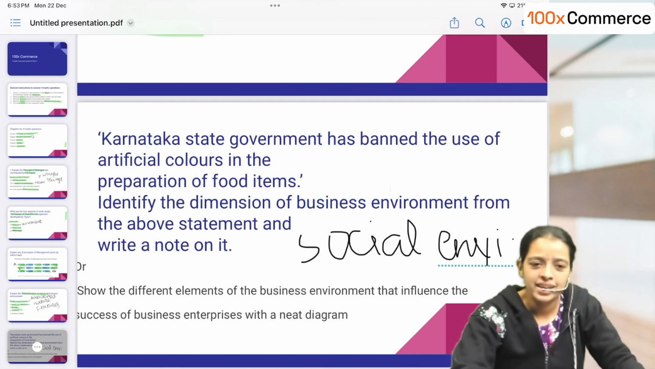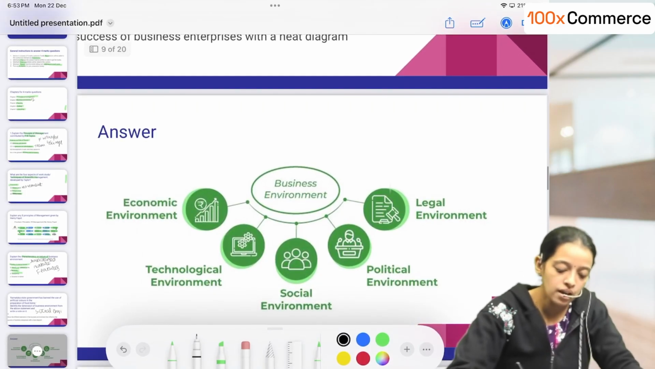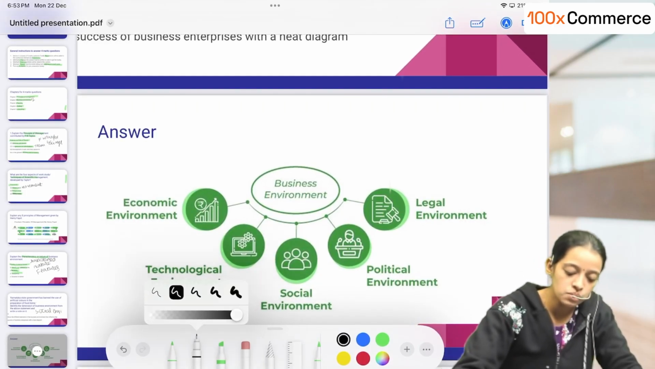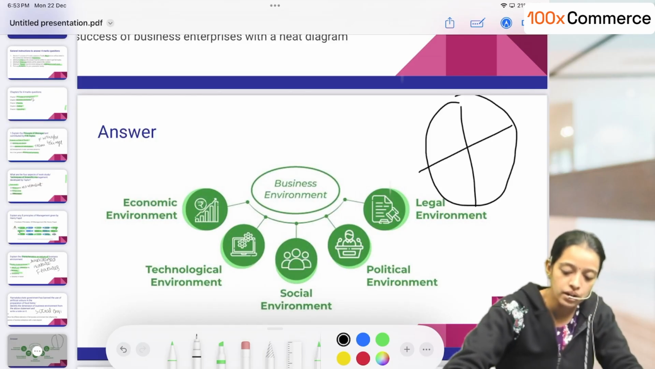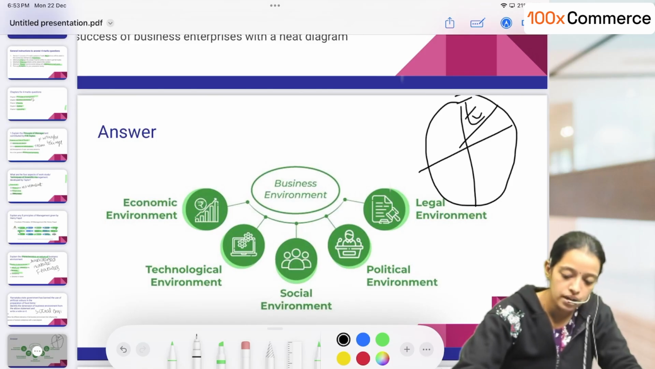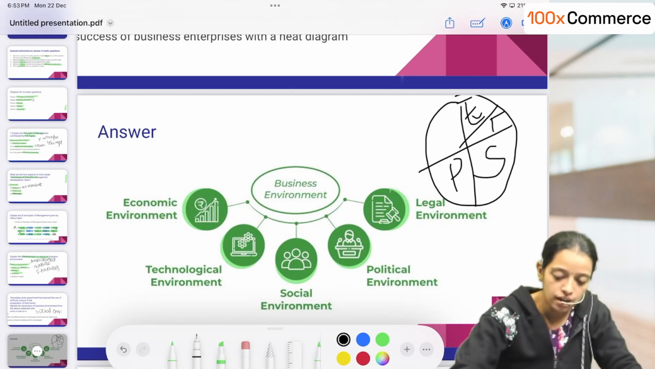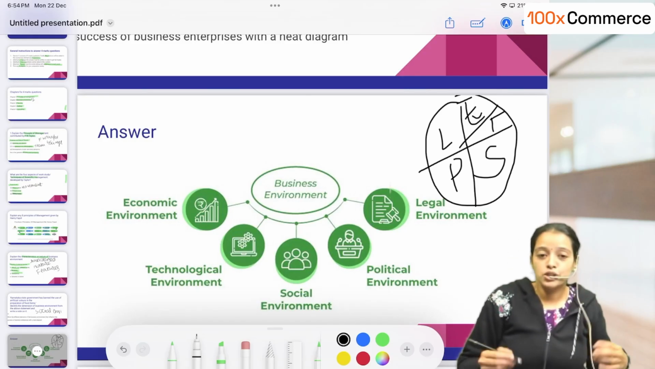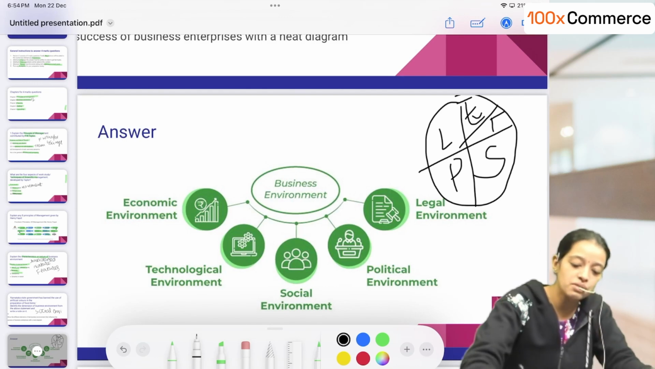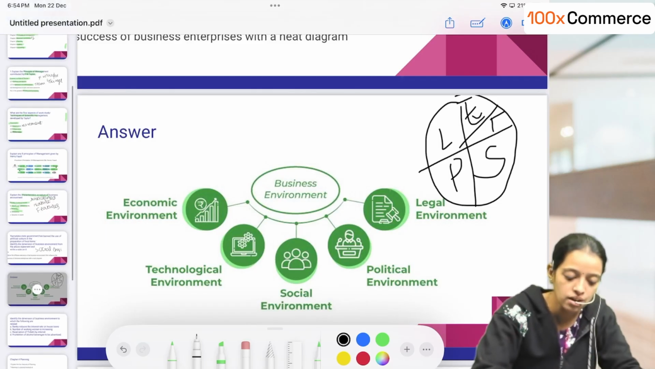I think in the model question paper I have already explained this many times. It is your favorite question, because it is very easy to draw and write. Make a circle, divide it into 5, starting with your economic environment, then technological environment, social environment, political environment, and legal environment. And I have also given you a short form to remember this, using the word PESTLE. That is the answer to this particular question.